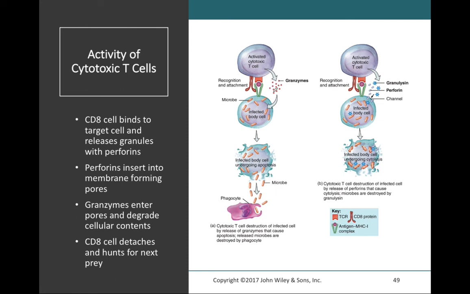So when these substances are released to our infected body cells, that's going to signal to our own cell to destroy itself. This will then lead to the release of the microbes inside of that infected body cell, ridding them of their protection. And once they are exposed, phagocytes can come around and eventually destroy those microbes that were initially infecting our body cell. Once our cytotoxic T cell has dealt with the infected body cell, it'll detach and eventually go around looking for the next infected body cell.